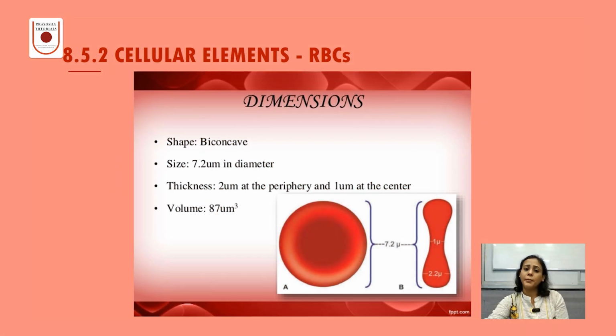Next are the types of blood cells. We have 3 main types: the RBCs, the red blood cells, which have a biconcave shape. You can see in identify-the-picture diagram questions, this is going to come. They will give you such diagrams like this or this. Either of the diagrams can come for you to identify the RBCs.